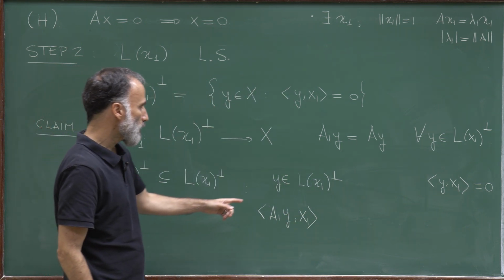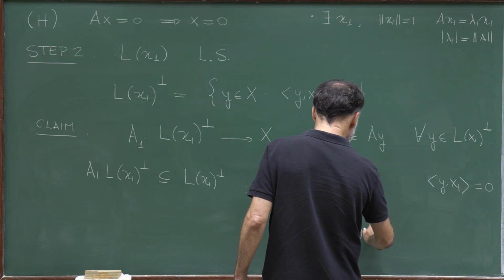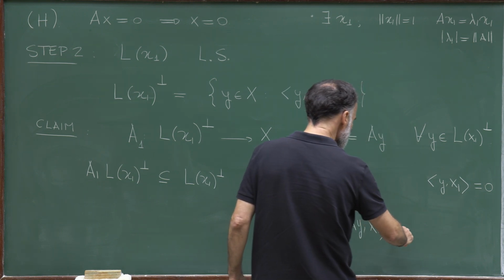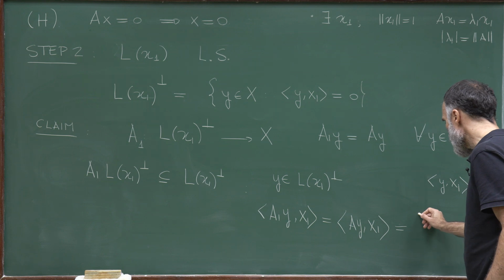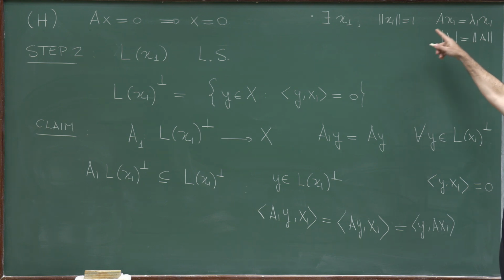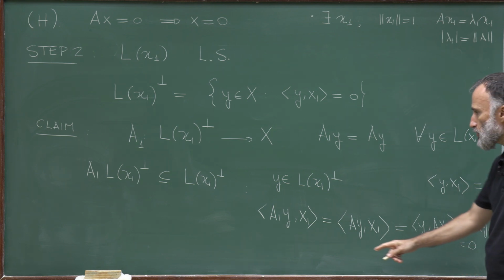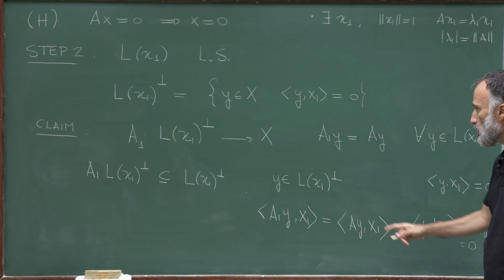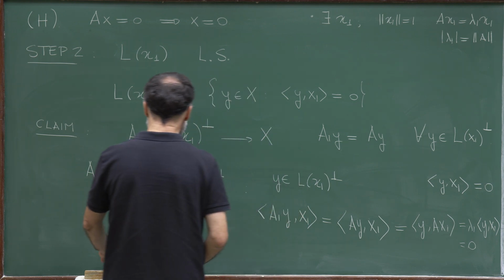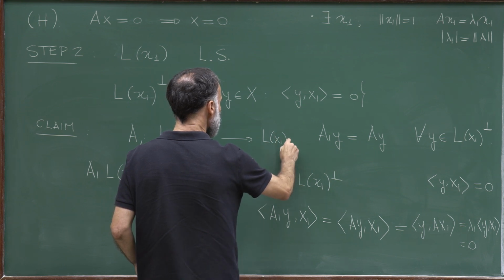But A1 of y, by definition, is A of y. And since A is symmetric, (Ay, x1) is (y, Ax1). x1 is an eigenfunction, so this is equal to lambda 1 (y, x1). And x1 is orthogonal to y, so this is 0. And this shows that indeed A1 y belongs to Lx1 perp. So actually, this operator is an operator from Lx1 perp to Lx1 perp.